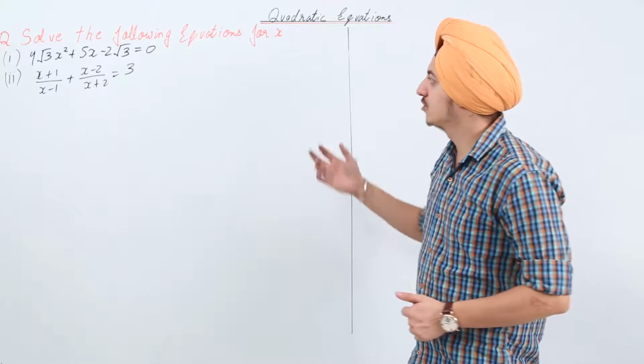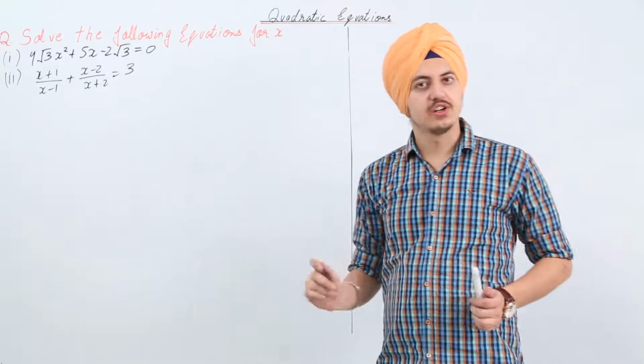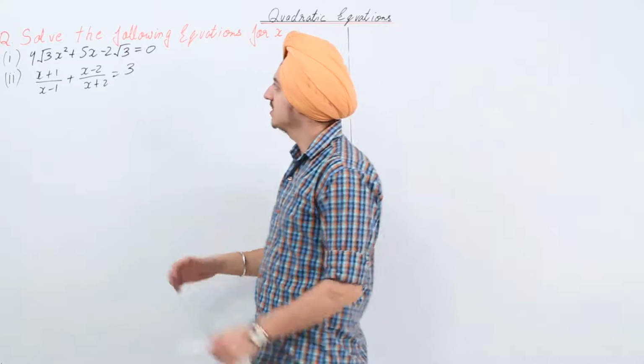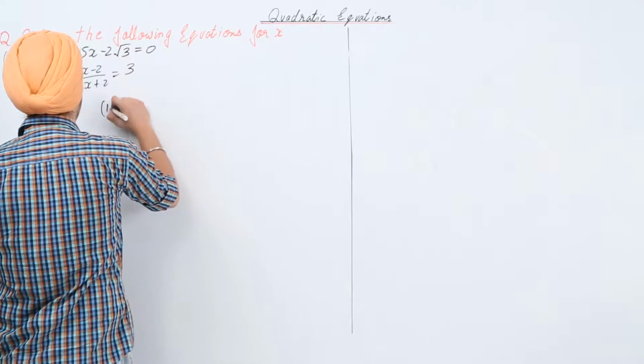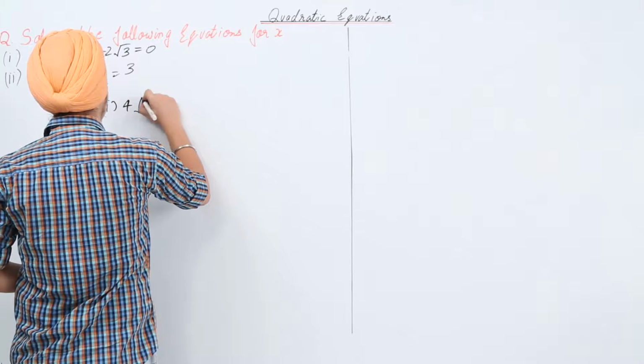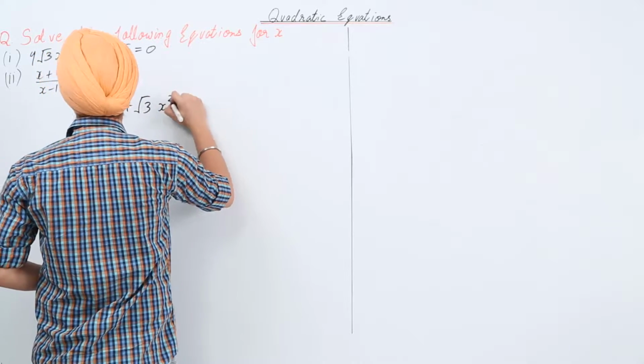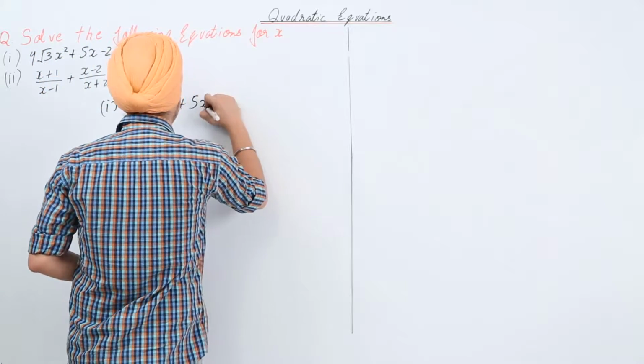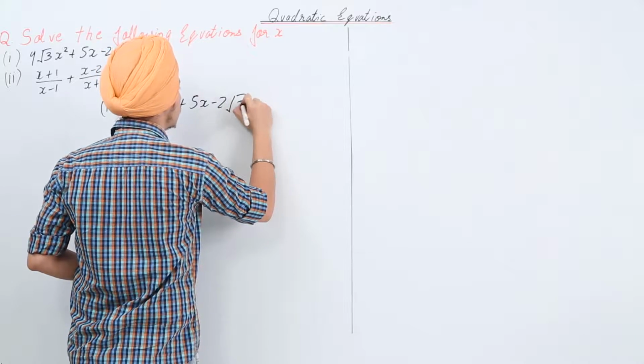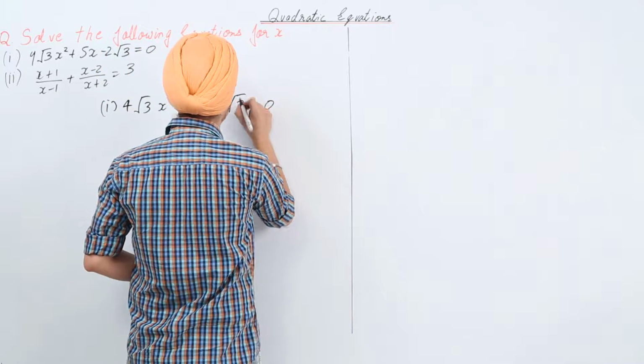Now next we have two more problems. These are again different types of problems. First is 4 root 3 x square plus 5x minus 2 root 3 equal to 0.